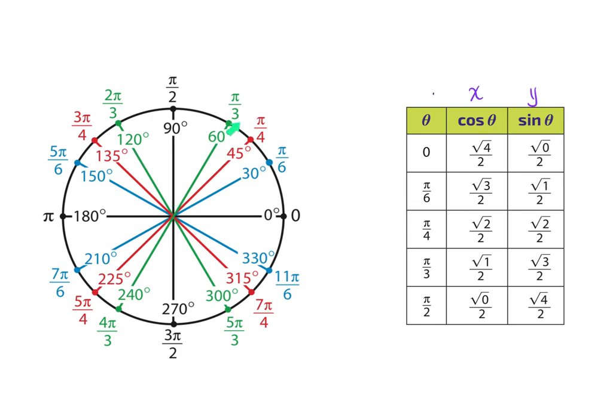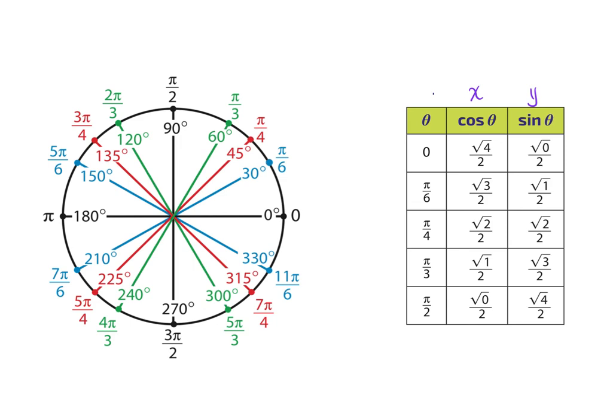Same thing for these guys, your pi over 3s. All of your pi over 3s are 60-degree angles of some sort. So they all have 1/2 and square root of 3 over 2 as their x and y's. That's because every reference angle is the same. And so really, once you learn the first quadrant, it mirrors all the way around, okay? It just mirrors. The only thing that changes is your positives and negatives, all right?